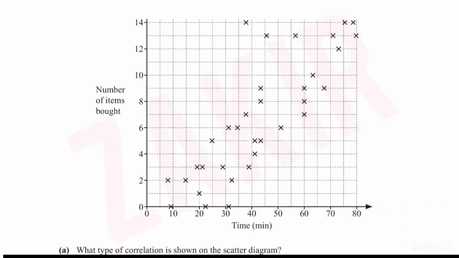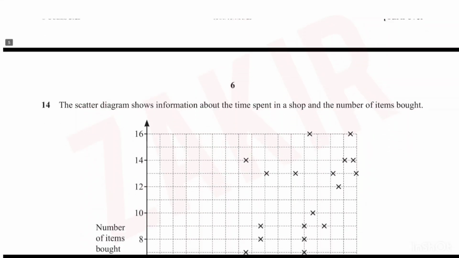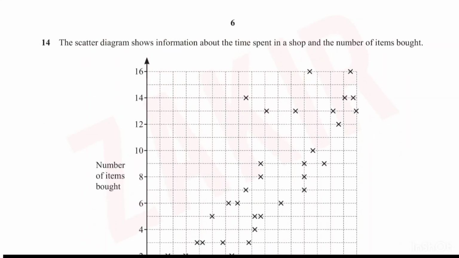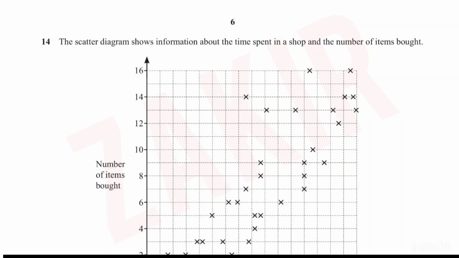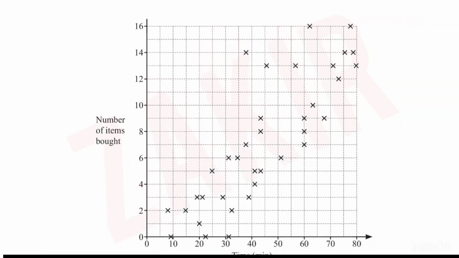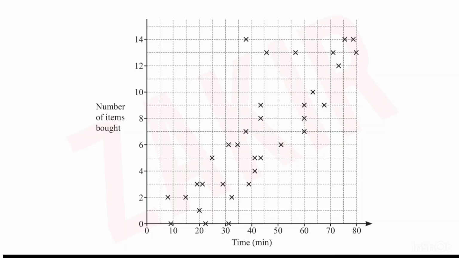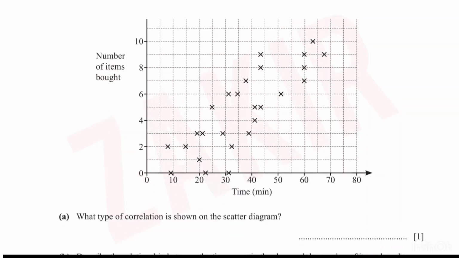First let us understand that the scatter diagram shows information about the time spent in a shop and the number of items bought. On the vertical axis, the y-axis, we can see the number of items bought, which are from 0 to 16 items, right? And on the horizontal axis, it is the time spent in minutes. So 10 minutes, 20 minutes, up to a maximum of 80 minutes. So what kind of correlation can we see here? Obviously this is positive correlation, right?